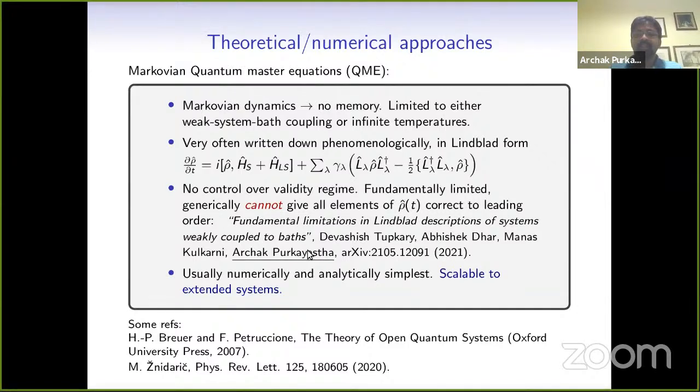Also, we have recently shown that one way to justify this is weak system-bath coupling, right? And the point is, in weak system-bath coupling, it's just impossible that it gives all elements of the density matrix correct to leading order. So there are some fundamental issues with it, but still it's the most popular one because it's numerically and analytically the simplest, and also the most scalable. This is textbook material, in all textbooks, and there are many works showing scalability. This is one of the recent works, but not the only one. You can make a chain of 1,000 qubits or 100 qubits and do these things. So this is one.